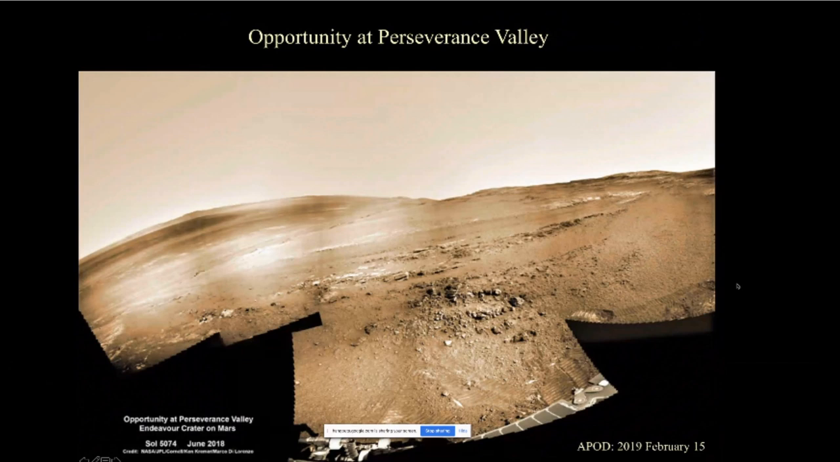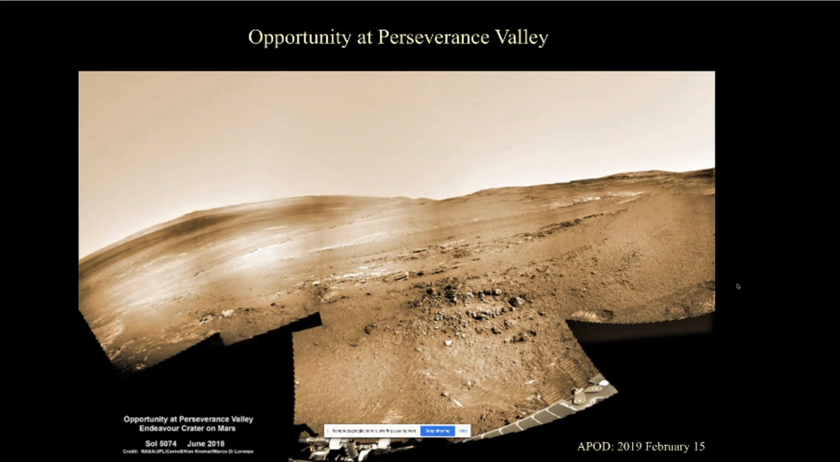In 2019, we lost communication with the Opportunity rover, which had been rolling around Mars for a while. It died in a well-placed, well-named valley called Perseverance Valley. And this is one of the last images taken by Opportunity. You can look out and get a picture of what it's like to be on Mars.